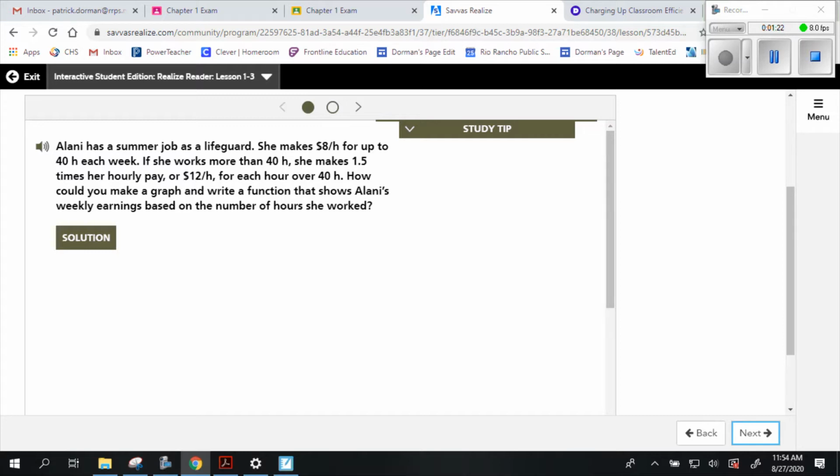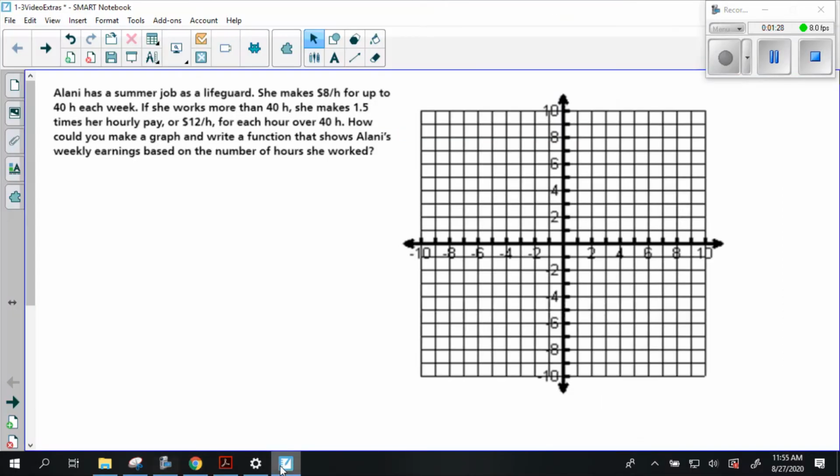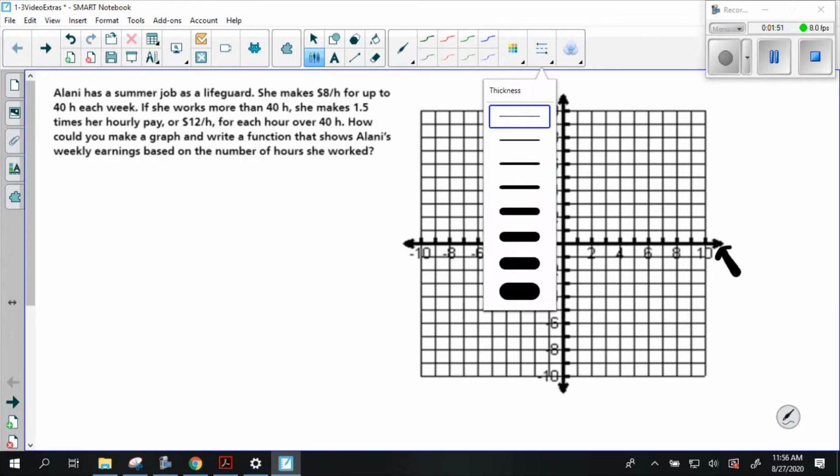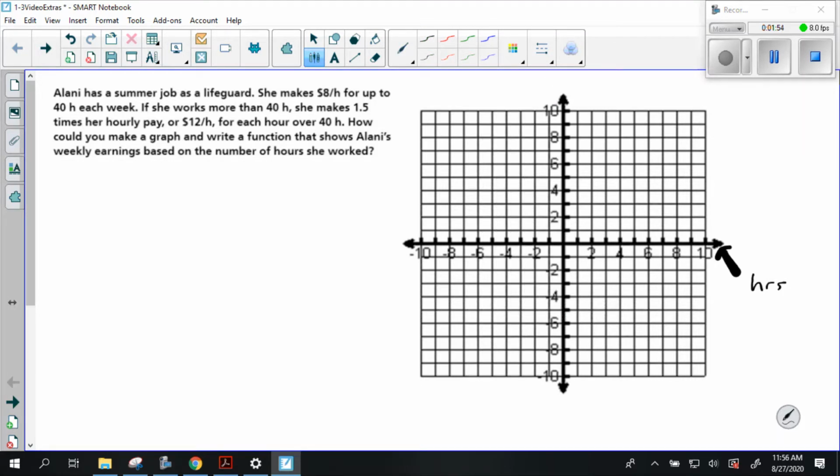So let's go ahead and get out a graph and take a look at that. And we've got one sitting right here for us. All right, let's have a look at this. I think we're going to have to go by tens on this, right? If she's working 40 hours. So our x-axis is going to be hours, or it's usually time. And then our y-axis is going to be pay. How much she's getting paid.